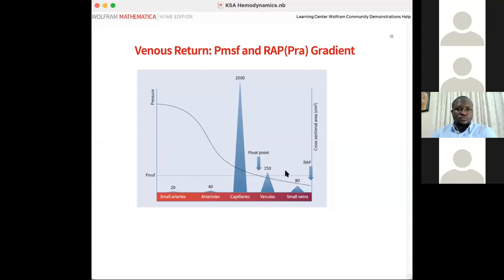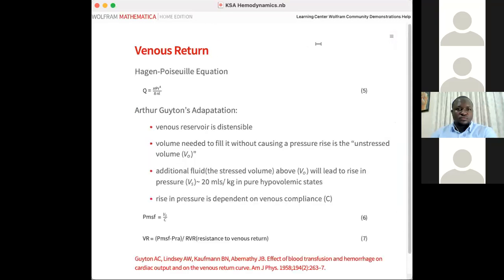But this mean systemic filling pressure may be theoretical in a patient who is alive, and it is thought to be always higher than your right atrial pressure, and that difference is the one that governs your venous return. So when the gap is bigger, it may translate to a bigger venous return. When the gap is narrowed, it may translate to reduced venous return. So according to the Hagen-Poiseuille equation, flow is directly proportional to the pressure difference. And when I'm looking at the venous return, I'm looking at the difference between your mean systemic filling pressure and your right atrial pressure or your CVP.